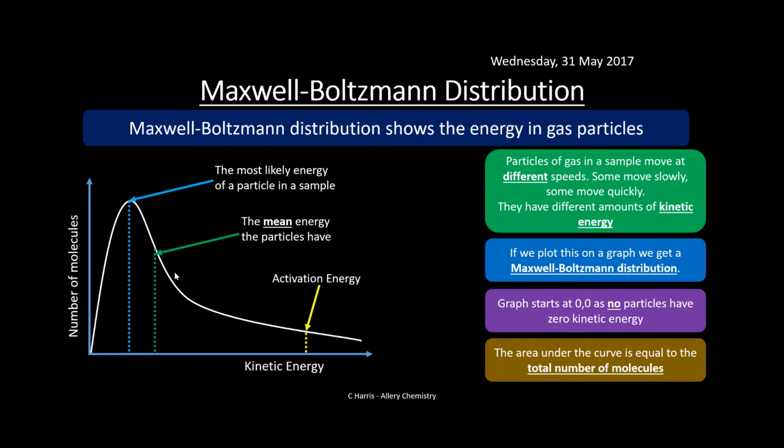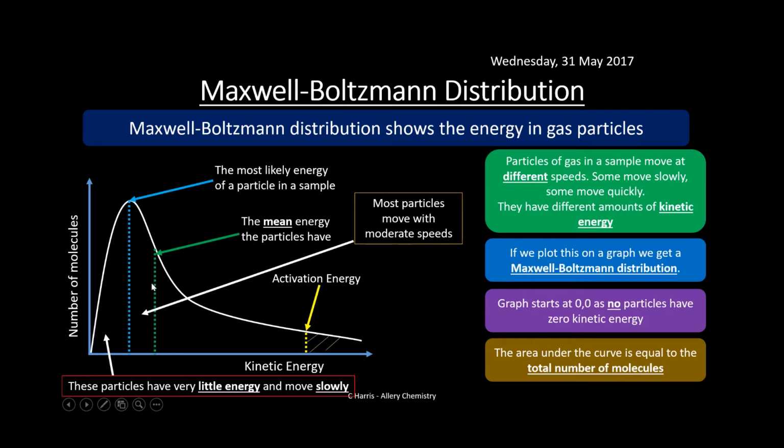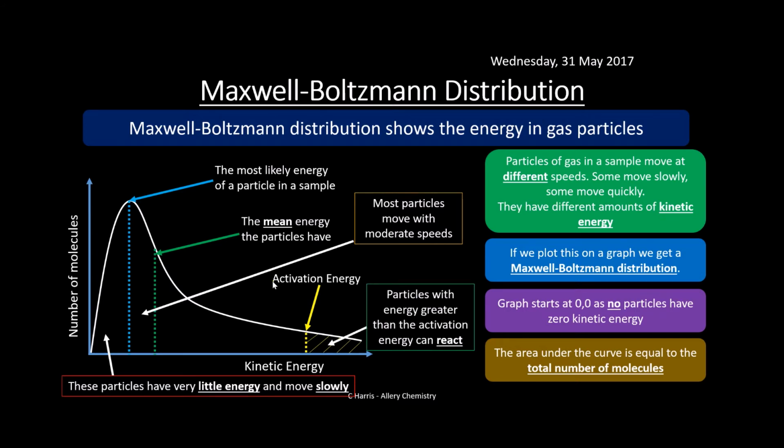And this bit is the activation energy. It's always to the right, and you can see here we've got this yellow line symbolizing the activation energy. Now these particles in this part of the graph have very little energy. They're moving pretty slowly. The ones in the middle have a moderate speed, and the ones over here, in this yellow section, have enough energy so they can react. In other words, they've got energy greater than the activation energy. Any particles with energy up here will react. So they'll collide and react.